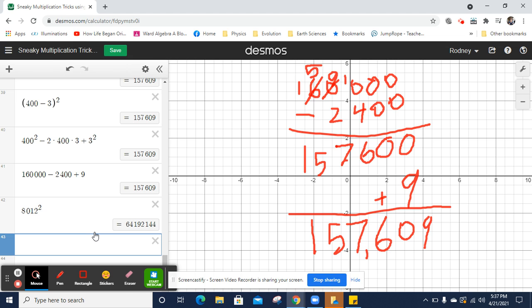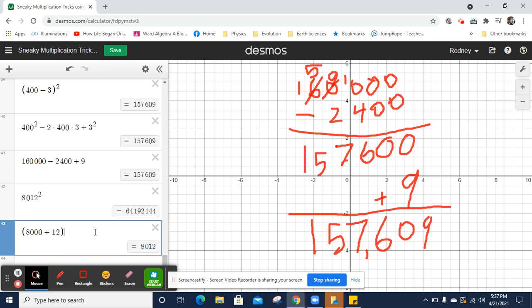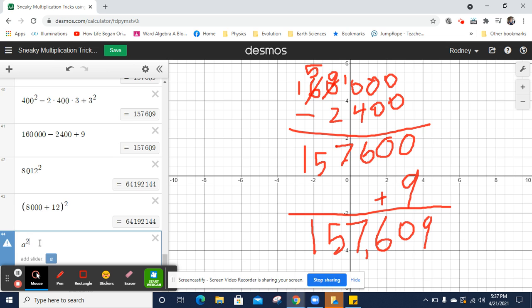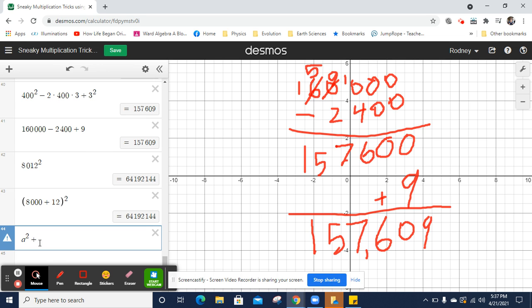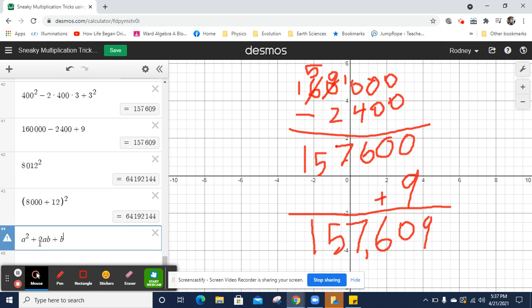Let's do one that's really a bit gnarly. So we got 8,012 squared. So I'm going to treat that as 8,000 plus 12 because 8,000 will be easier to work with. 8,000 plus 12 squared. And since the perfect square structure is just going to be a squared plus 2ab plus b squared, 8,000 is a, 12 is b. So I'm just going to write that structure down here just one more time to remind you. Plus or minus 2ab plus b squared.